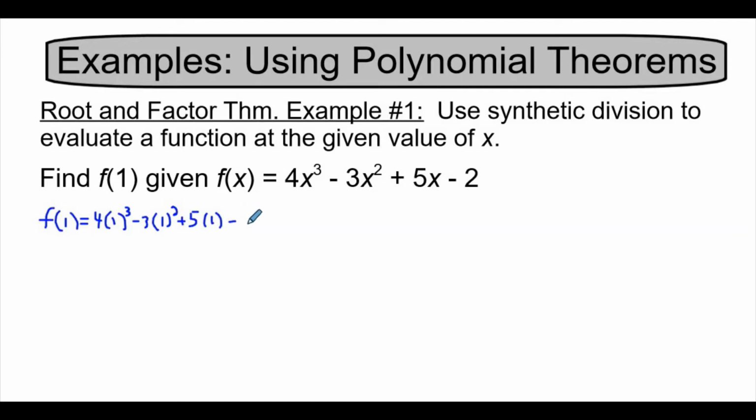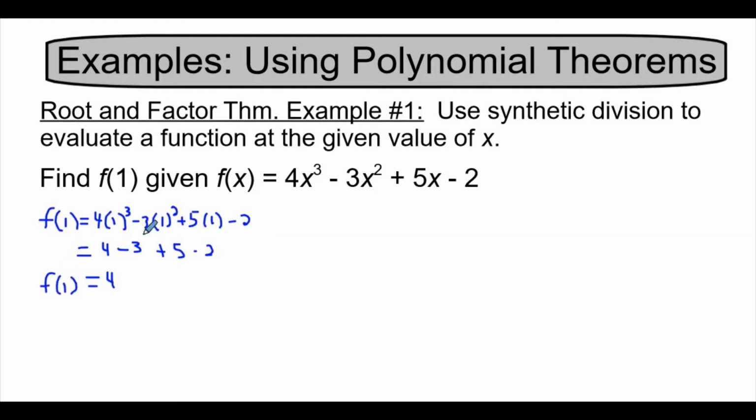So this example here is perfectly easy to just do the normal way. 1 to the third power would be 1, so 1 times 4 would be 4. 1 squared is 1, so this would be -3. 5 times 1 would be 5, and then the -2 constant stays there. Then we combine like terms: 4 minus 3 is 1, 1 plus 5 is 6, and 6 minus 2 is 4. So f of 1 is equal to 4.